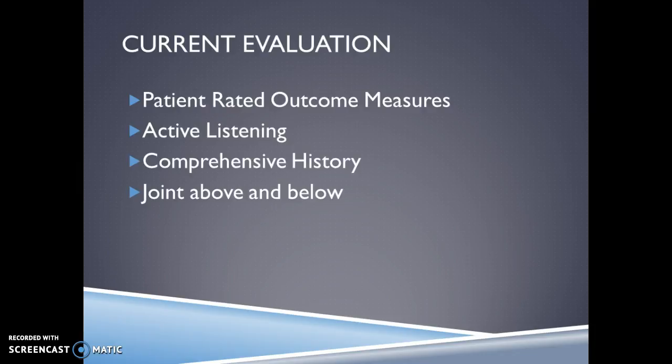Really, how my current evaluation looks in terms of evaluating the whole patient and the entire kinetic chain is my use of patient-rated outcome measures as the most information I get when I think of comprehensive evaluation. I use an array of patient-rated outcome measures both for the lower extremity and the upper extremity, as well as, for example, the global rating of change, which is not region or body area specific. It sort of encompasses the entire patient.